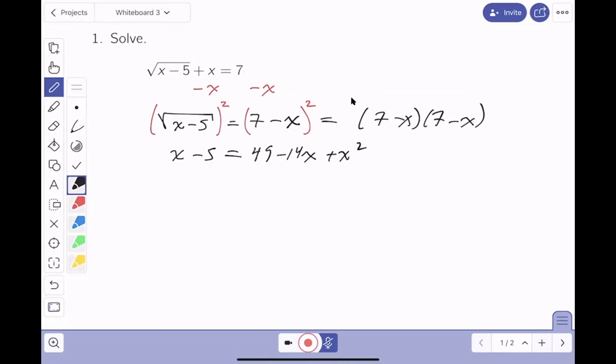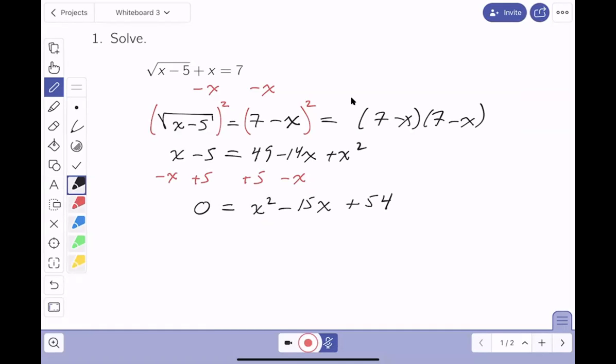Now I start seeing quadratics. I didn't see it before. Now I'm seeing it. What am I going to do now? Well, I'm going to subtract x from both sides, and I'm going to add 5 to both sides. As I do this, I'm going to write this in a standard way: x squared minus 15x plus, that would give me 54, right?